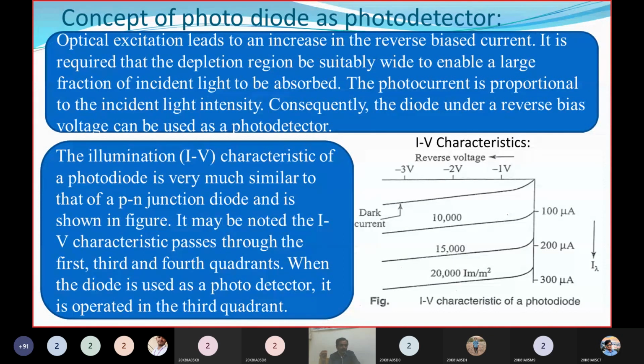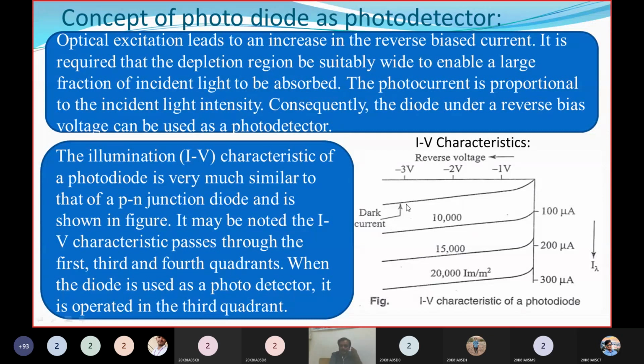More accurate ammeters are required for detecting little changes. If you observe here, if you increase the intensity by 5,000 lumens, just 100 microamps of current increases. Microamps means a very small current. So if you take very low intensity, we cannot detect that change of current.